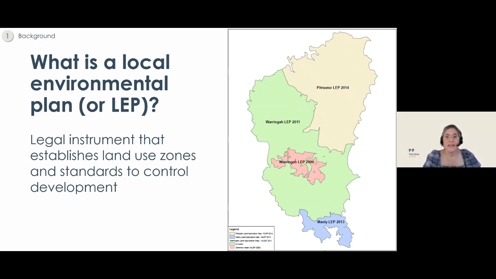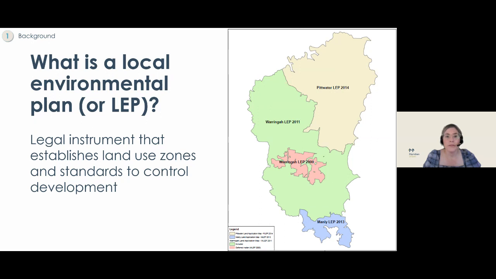Thank you, Andrew, and good evening, everyone. Before I jump into the approach we undertook for the creation of the draft conservation zones, to start with, we just need to explain what some of the key terms are to give context to the conservation zones review. As Andrew has mentioned, Council is in the process of preparing a single planning framework, which involves preparing a new local environmental plan. A local environmental plan is a legal instrument that establishes land use zones and standards to control development. Across the Northern Beaches, there are 4 existing local environmental plans.